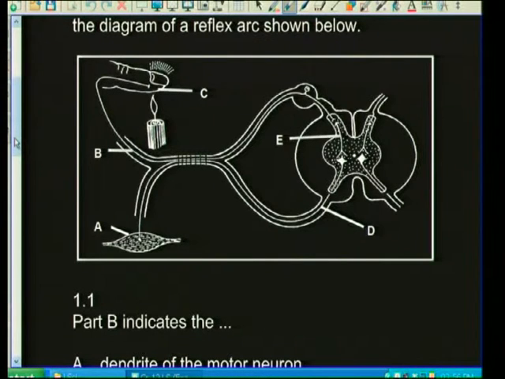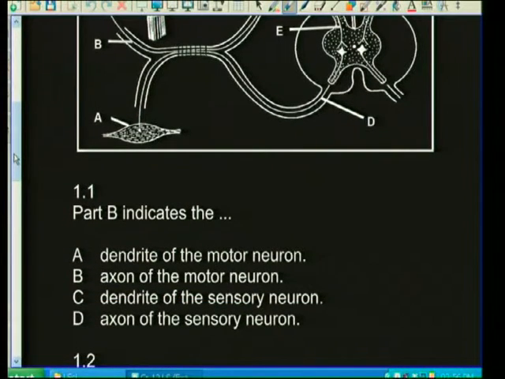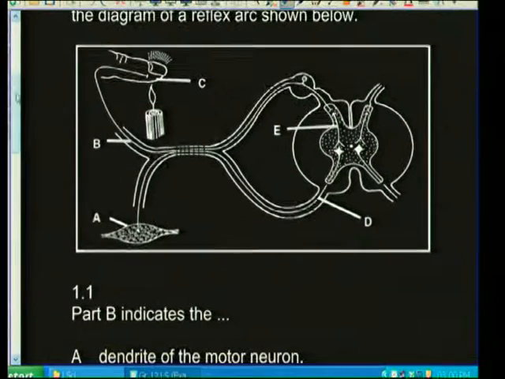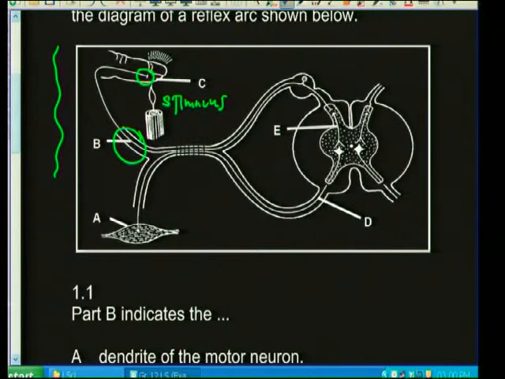All right. The first question says, they've given you a diagram with some labels there with letters, and you can see what's happening there. It says part B indicates. Now let's see what part B indicates, guys. There's part B in this area here. This is the line that part B is pointing to. Now where does this line come from? It's coming from the finger there, and notice that the stimulus in this case is the burning candle. So that is where the position of this particular neuron is.